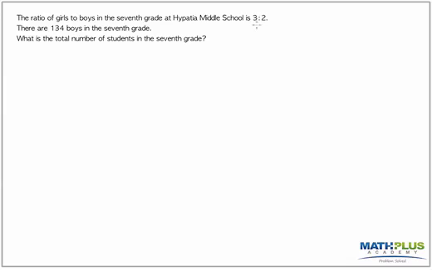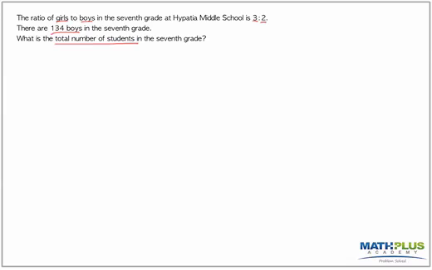So the most important thing to note is that we were given the ratio of girls to boys, and that's 3 to 2. And we know how many total boys there are. The tricky part of the problem is they're not asking us how many girls there are, they're asking us for the total number of students in the 7th grade. So the question becomes, how do we solve this problem?